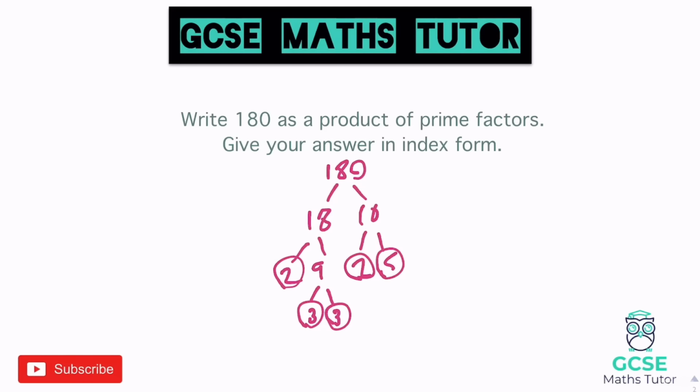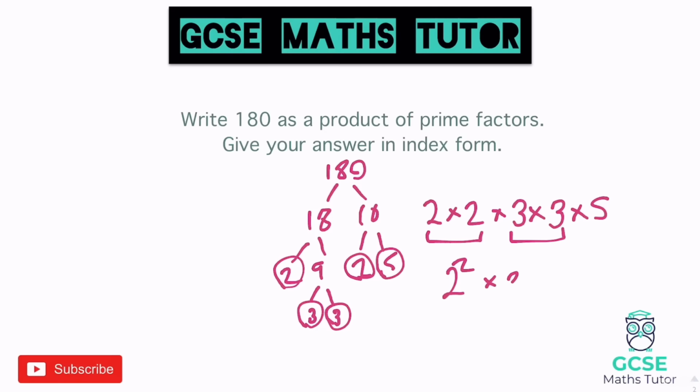Remembering you can write down some of the prime numbers if it helps. Now writing these in size order, we get 2 times 2 times 3 times 3 times 5, and then we can simplify these. So 2 times 2 becomes 2 squared, 3 times 3 becomes times 3 squared, and then times 5 at the end, and that's in index form there using indices.